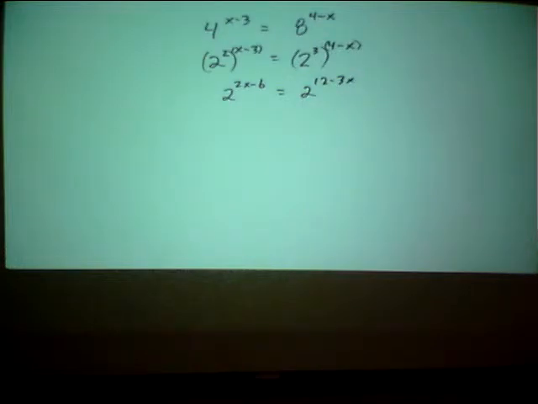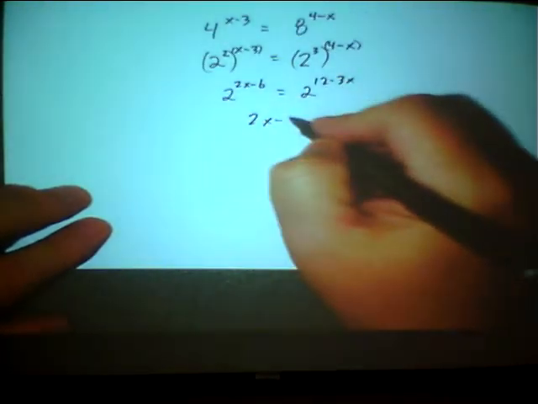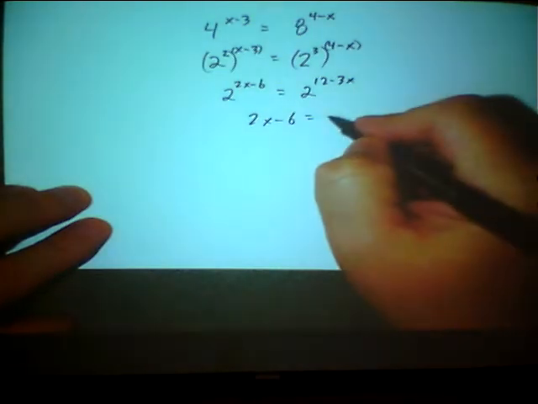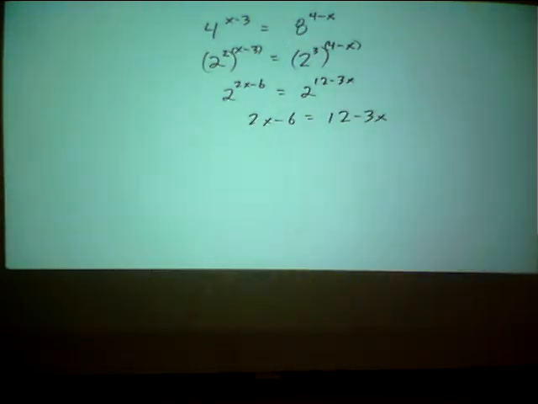All right, so now I've achieved my first goal. These exponents have the same base. And now when I have this situation, it's fairly easy to solve. You simply set the exponents equal to each other. So I'm going to say 2x minus 6 has to equal 12 minus 3x. And now it's a matter of solving this equation for x.